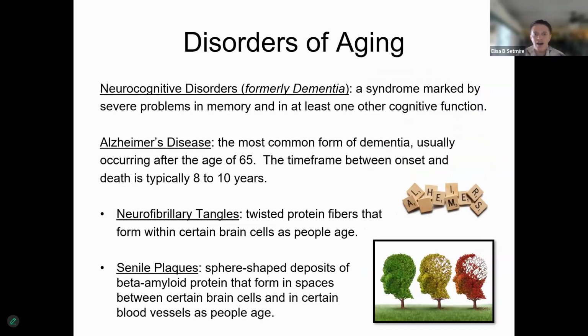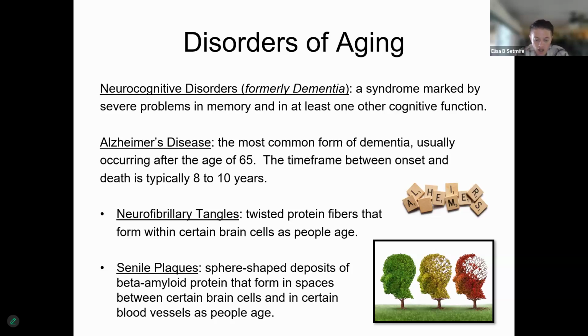Finally, in terms of the other end of life, disorders of aging, and we talked about a couple of these before, but one of the things that's very common in the later years, so like 65 and older, are the neurocognitive disorders. Now, these used to be called dementias, and most people commonly refer to them that way. But neurocognitive disorders are when people have severe problems in memory and cognitive functioning.